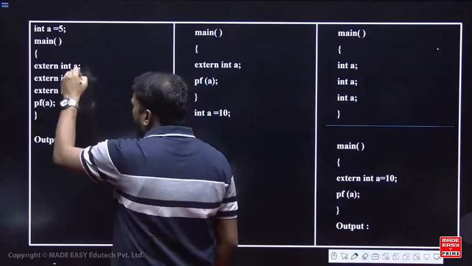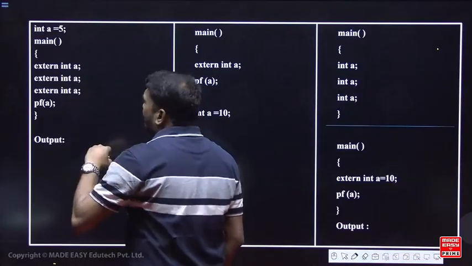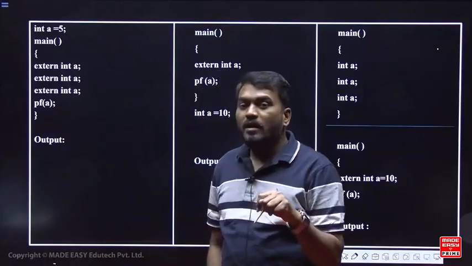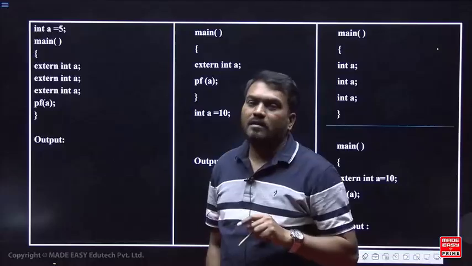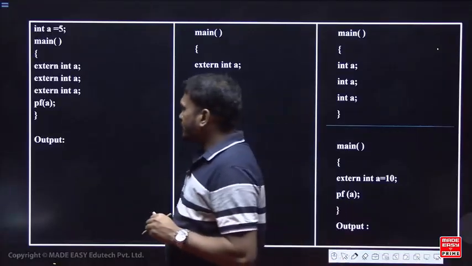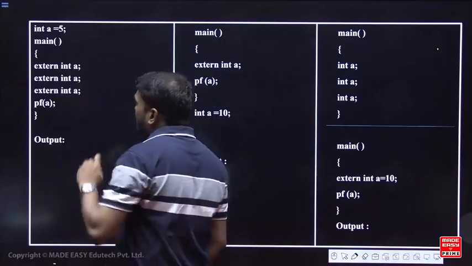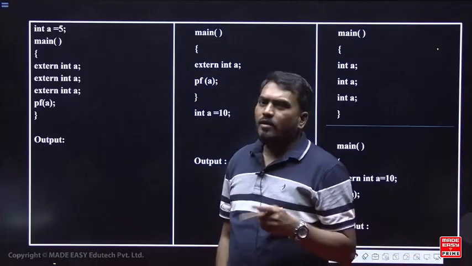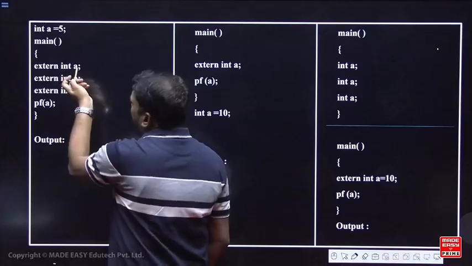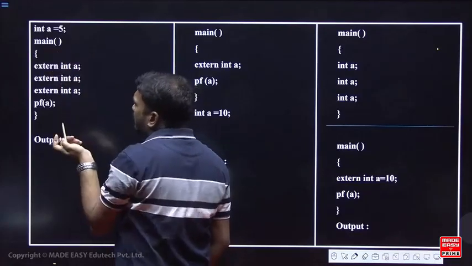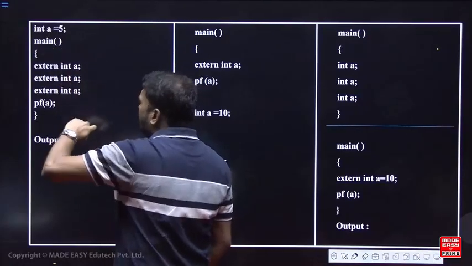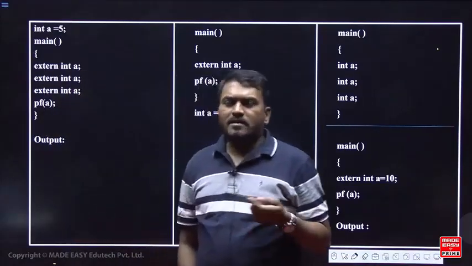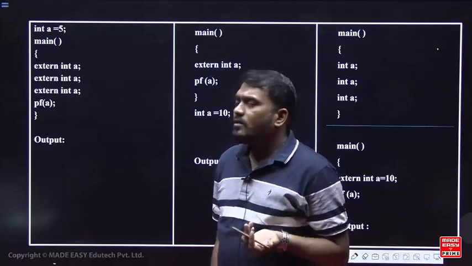So multiple times you are declaring with the same name. Remember, that is allowed because it is an extern. So multiple declaration of the same variable is allowed only if it is an extern. Why? Because extern integer a says a is local to this main function, but it makes use of the memory of the outside variable. Even if you declare multiple times, it doesn't matter, because no memory is allocated for this.